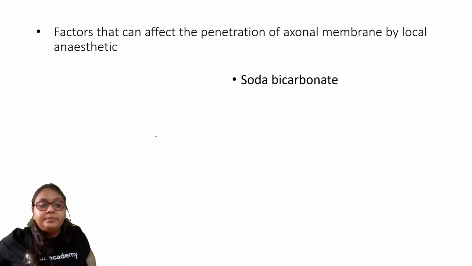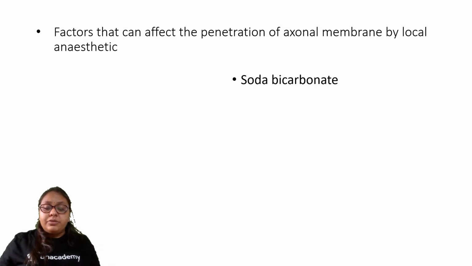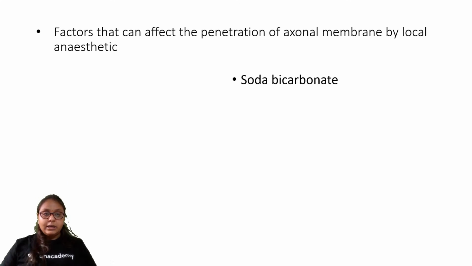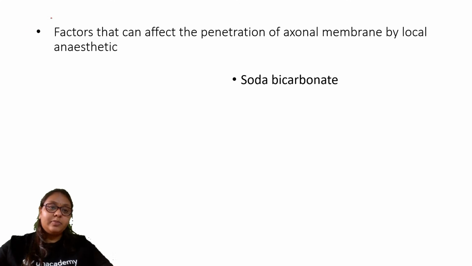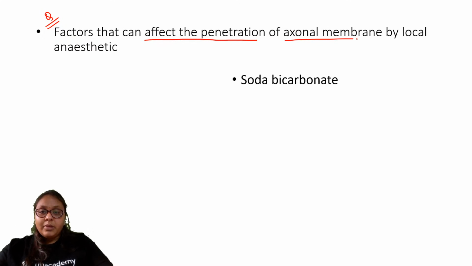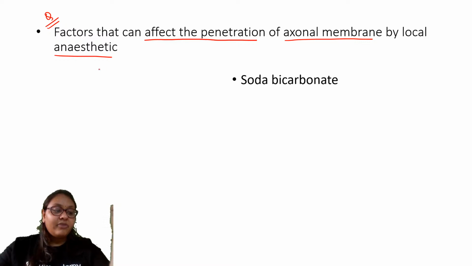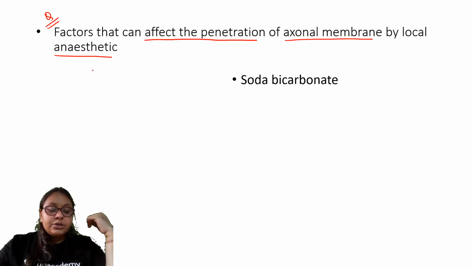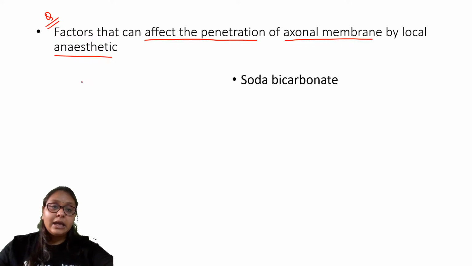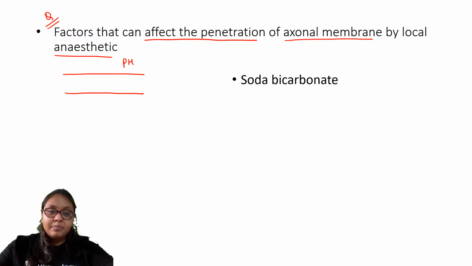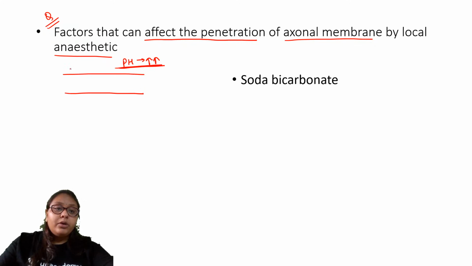Okay, so another important question which is asked to you, I discussed the local anesthetic mechanism of action in detail because many questions are asked. Another important question which is asked is factors that can affect the penetration of axonal membrane by local anesthetic. Okay, there are certain factors which affect the penetration. So, Dr. Arjun, can you tell me, if I increase the pH of the outside environment, what will happen?